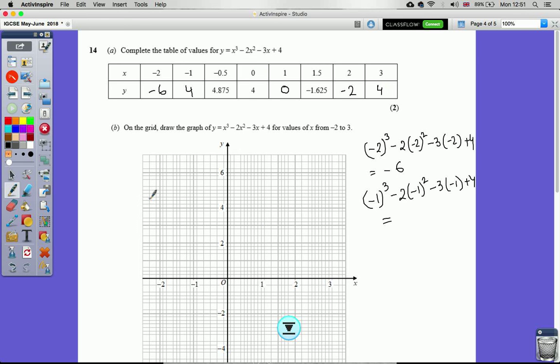Now you can see this is a cubic graph. So we're going to now plot the points minus 2 and minus 6. Minus 2, pull it up a bit.